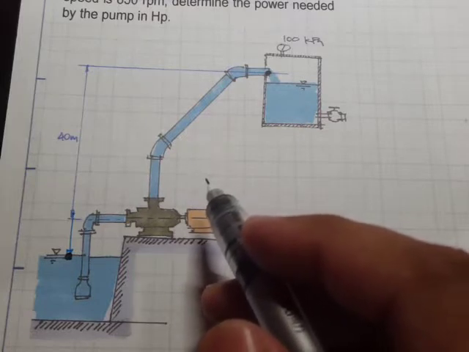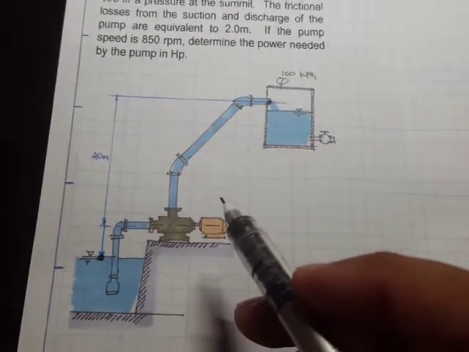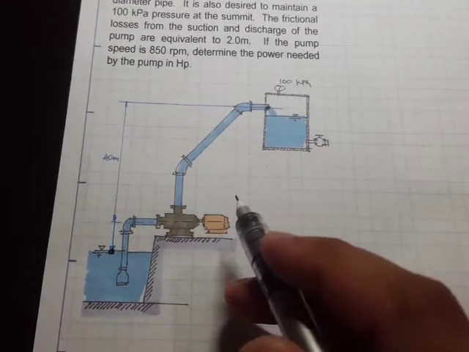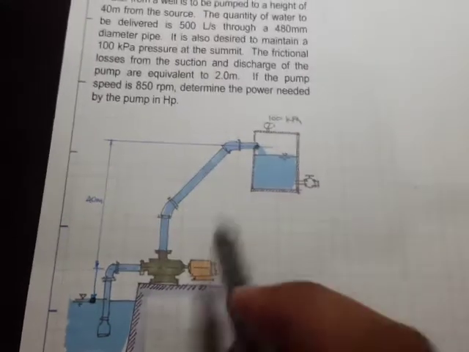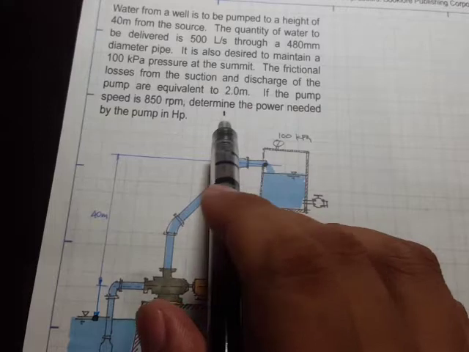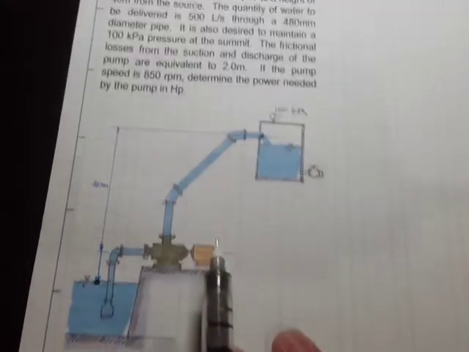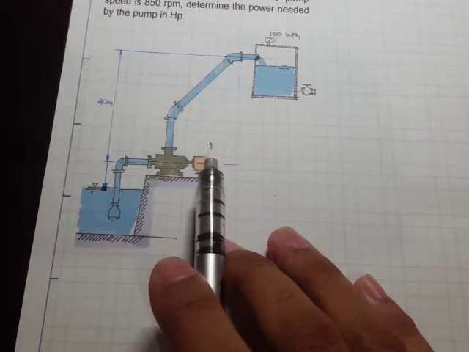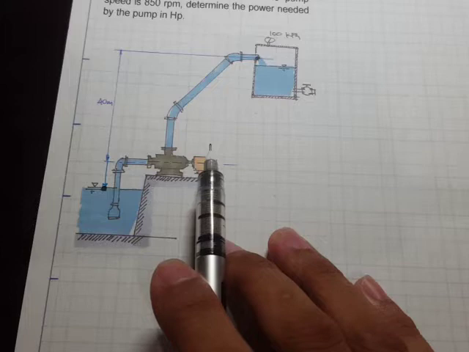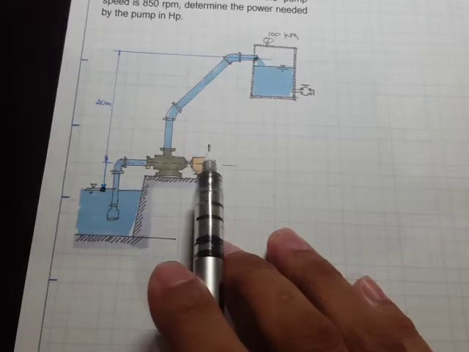Right, so the question now is, are we looking for the brake horsepower, the water horsepower, or the motor input power? Now, since we don't have efficiency, then of course we can assume that the power required right here is just the water horsepower. Right, so to do that, we know that the equation for the water horsepower is simply the flow rate times the unit weight of fluid times the total head.